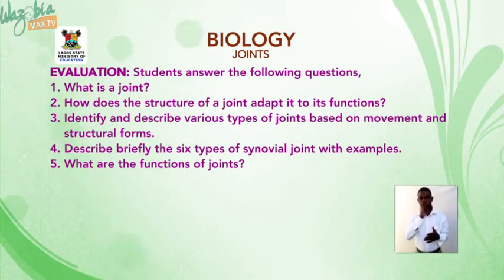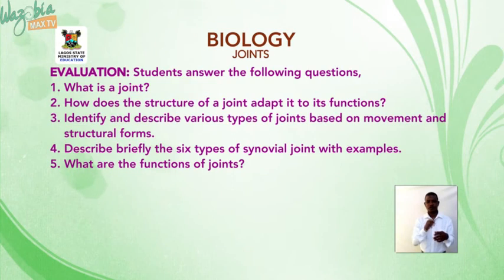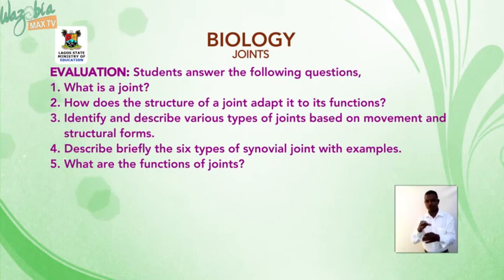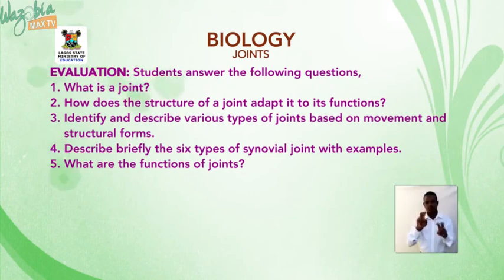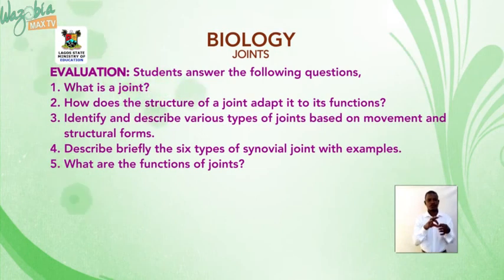Evaluation. Students, answer the following questions. 1. What is a joint? 2. How does the structure of a joint adapt it to its function? 3. Identify and describe various types of joints based on movement and structural forms. 4. Describe briefly the 6 types of synovial joints with examples. And 5. What are the functions of joints?